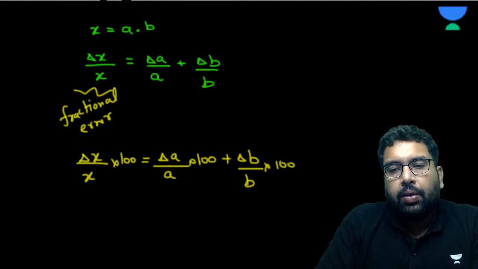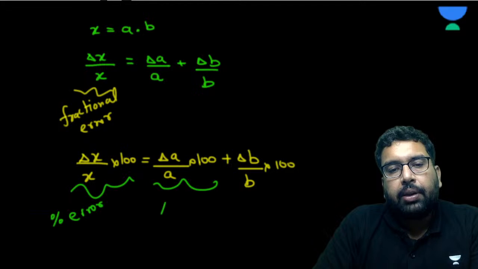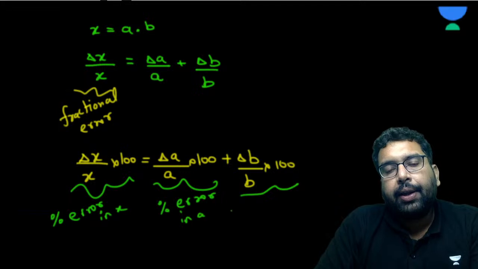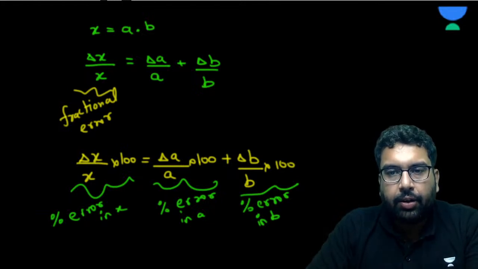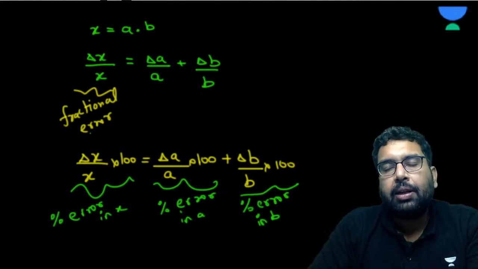So this is what we call the percentage error. This is the percentage error in X. This is the percentage error in A. This is the percentage error in B. So they may ask you the percentage errors. They may give you the percentage error in the dependent parameters, and they may ask for the independent variables, right?